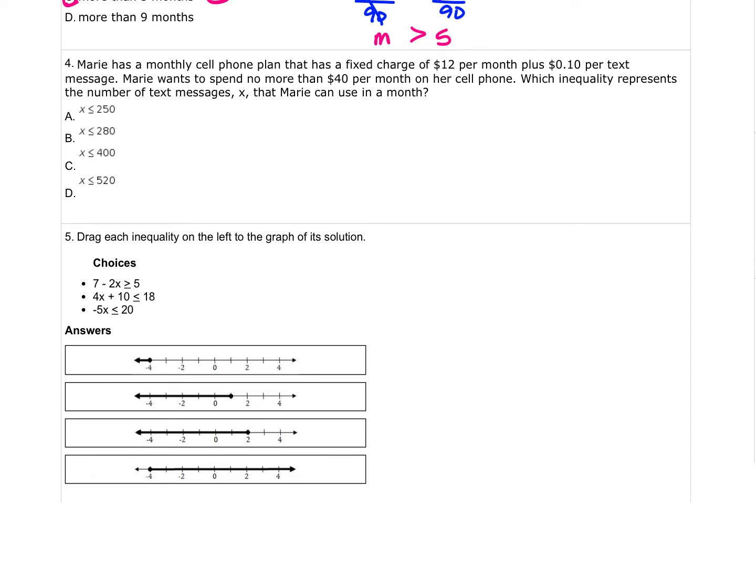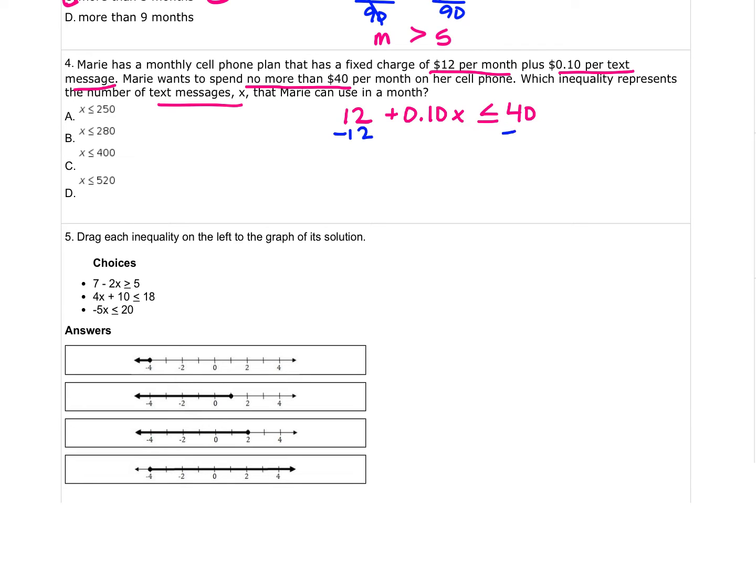Number 4, Marie has a monthly cell phone plan that has a fixed charge of $12 per month plus 10 cents per text message with X text messages. So 10 cents times X number of text messages. She wants to spend no more than $40 for the month. So not more than means less than or equal to $40. So we're going to solve this for X.